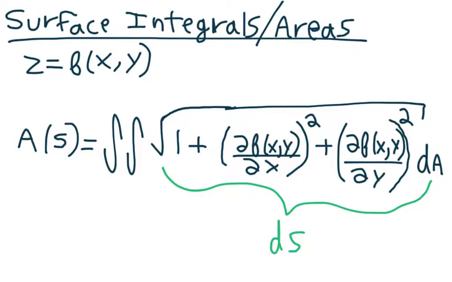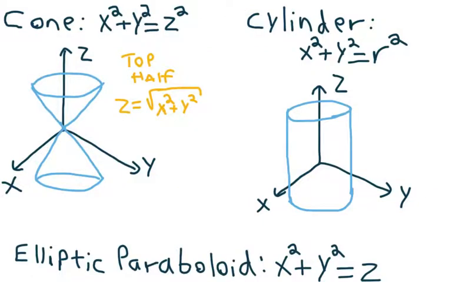That's a very important part that we want to keep in mind for when we are going to be calculating flux later on. It's also important to understand all the different kinds of shapes that we are going to see throughout this course. We have a cone, which is shown by x squared plus y squared is equal to z squared. The fact that it's equal to z squared means that the cone is pointing in the z direction. The top half of the cone is expressed by z is equal to the square root of x squared plus y squared.